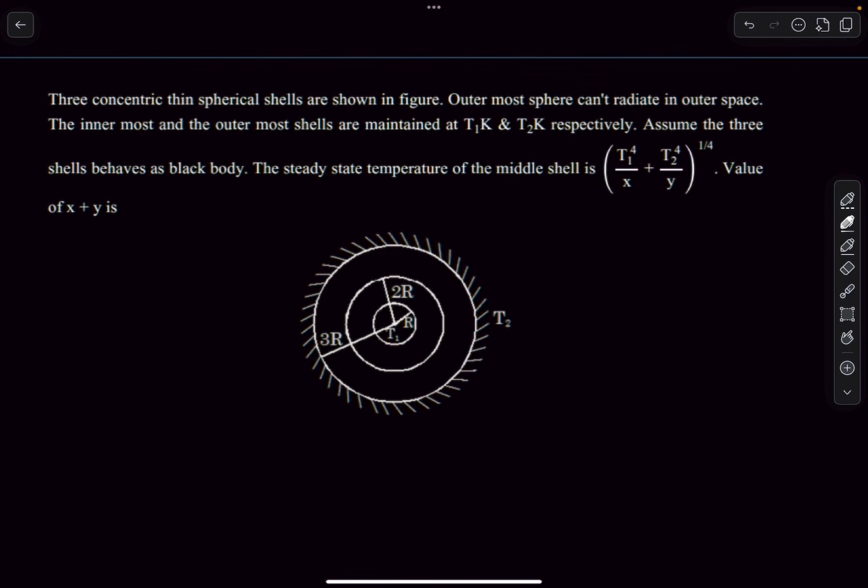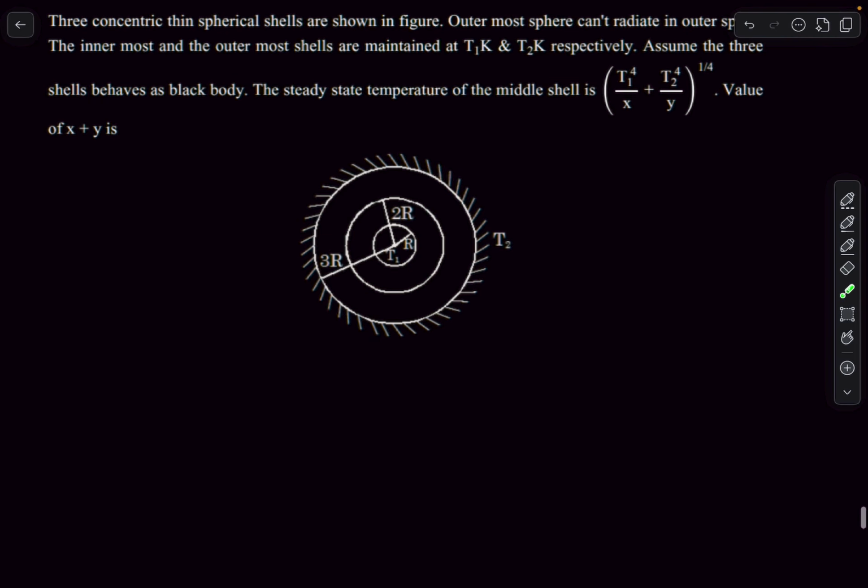Okay, so this is a problem from radiative heat transfer. So we have 3 concentric thin spherical shells that are shown, and the outermost sphere can't radiate in outer space. The innermost and the outermost shells are maintained at T1 and T2 Kelvin, and assume that the 3 shells behave like a black body. So we have to find the steady state temperature of the middle shell. So yeah, that's the problem.